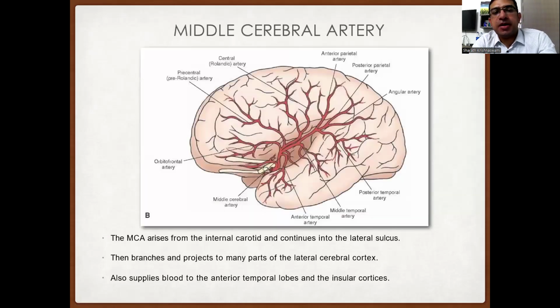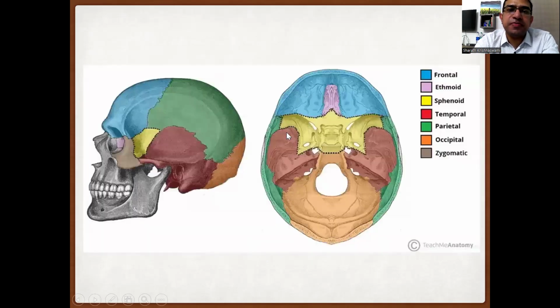Coming to the middle cerebral artery. The middle cerebral artery, as I have mentioned before, arises from the internal carotid artery and continues into the lateral sulcus. This here is the lateral sulcus. It branches and projects to many parts of the lateral cerebral cortex. And it also supplies blood to the anterior temporal lobes and the insular cortices.